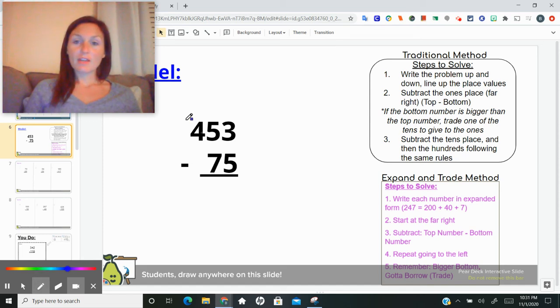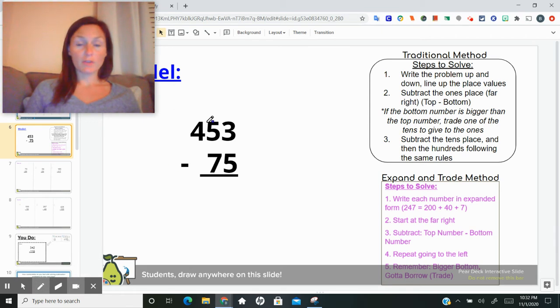Alright, so I'm going to go ahead and model how to solve this problem. Now, you get to choose your favorite strategy. So you can either do the traditional method, and here are the steps to solve, or you can do expand and trade, and here are the steps to solve that. So I'm going to choose to do the traditional method. That's my favorite method. This is the method that I learned growing up, so this makes more sense to me.